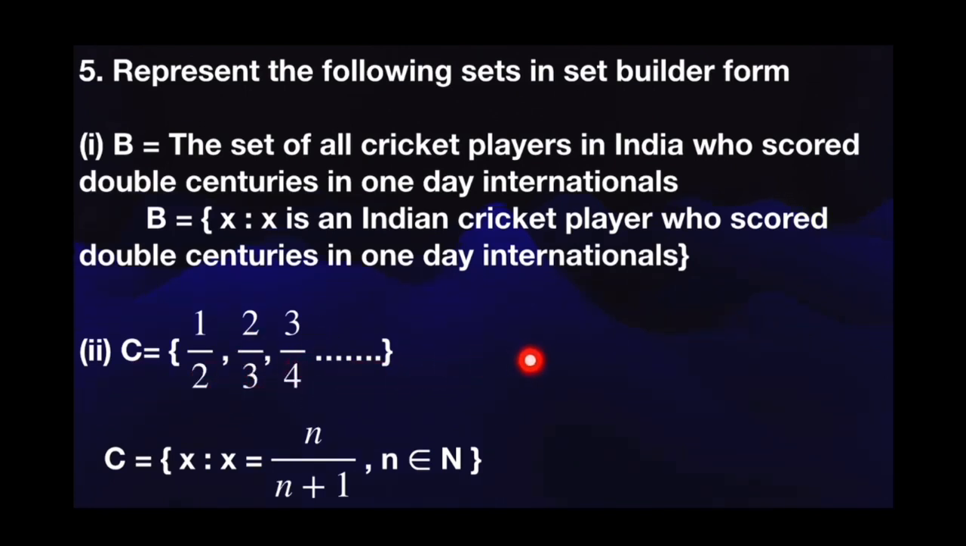Number 2. C is equal to 1 upon 2, 2 upon 3, 3 upon 4, dot, dot, dot. This is a roster form and we are going to write it in set builder. If you look at this fraction, when numerator is 1, denominator is 1 plus 1. Numerator is 2, denominator is 2 plus 1. Numerator is 3, denominator is 3 plus 1. So the general formula is whenever the numerator is n, the denominator is n plus 1. So how do you write it? C is equal to x such that x is equal to n upon n plus 1, where n belongs to natural numbers. It can be any value.